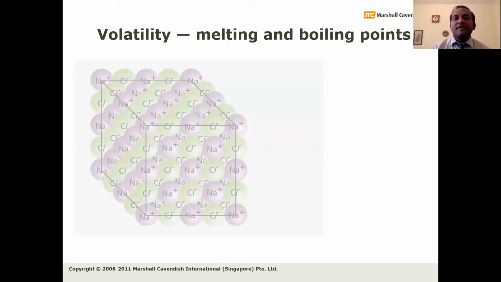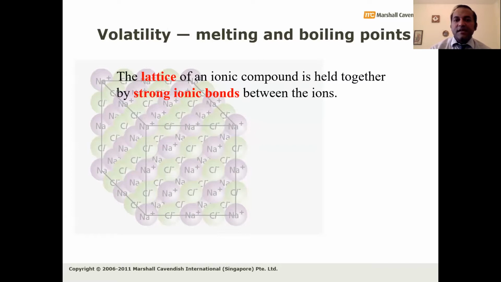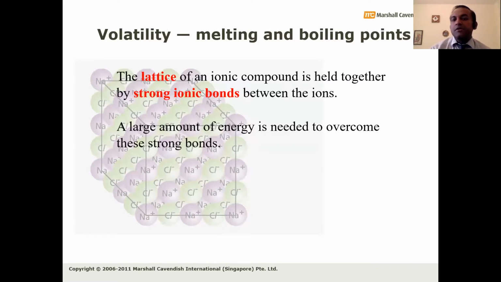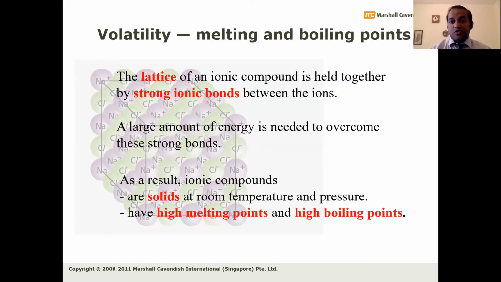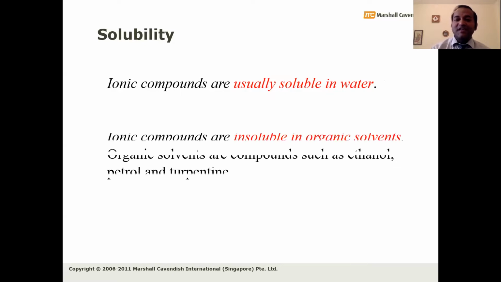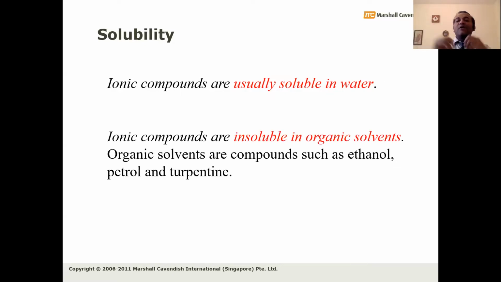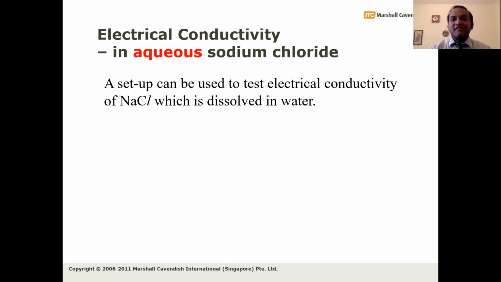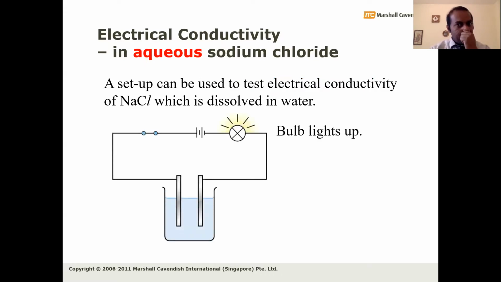Okay, so why the melting and boiling point? You see, they have a giant lattice ionic compound, strong ionic bond, a large amount of energy is needed to overcome this strong bond, extremely strong, they're solid, high melting point and high boiling point. Okay, solubility, they are usually soluble in water because they can become ions inside water, am I right? So you can prove that, for example, when you have sodium chloride, you dissolve it and you fix a battery and you fix a bulb, the bulb will light up. It shows that electricity can pass through the aqueous sodium chloride.